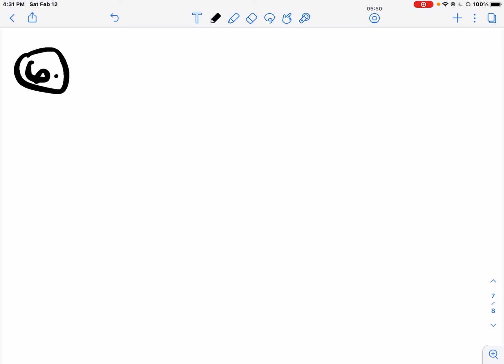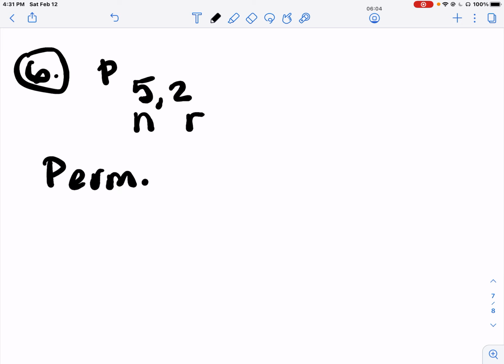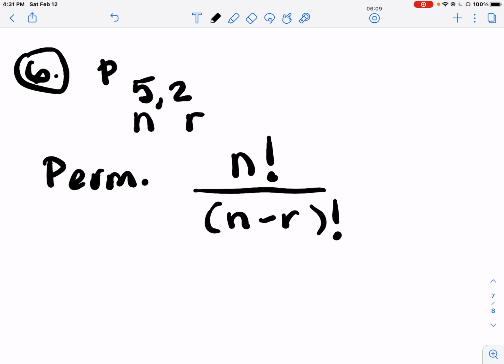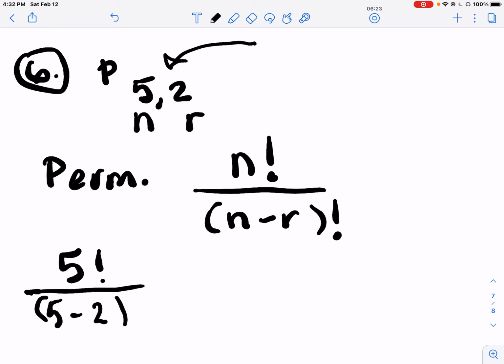Okay, number 6. If it says P of 5 comma 2, that means this is N and this is R. The permutation formula is you do N factorial over N minus R factorial. So that would be 5 factorial. The first number is always N. The second number is R. Okay, when it gives you these two numbers. So you would do 5 minus 2 factorial.